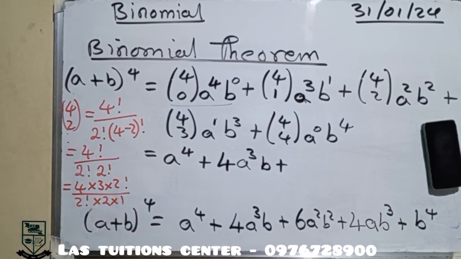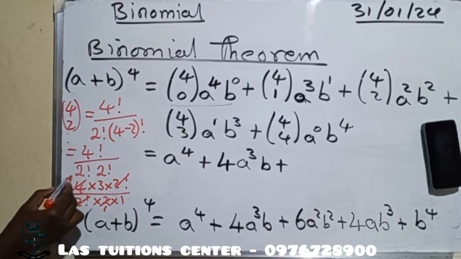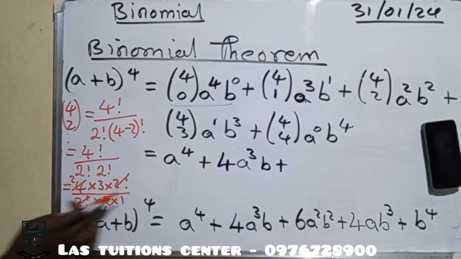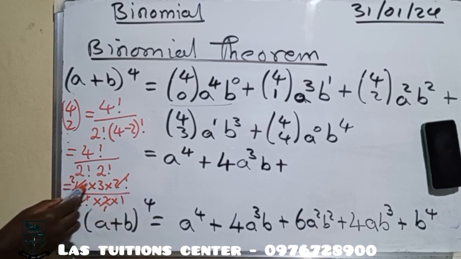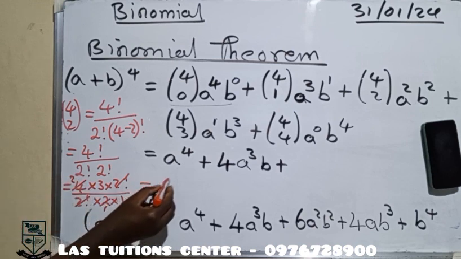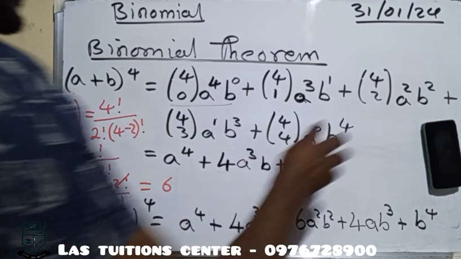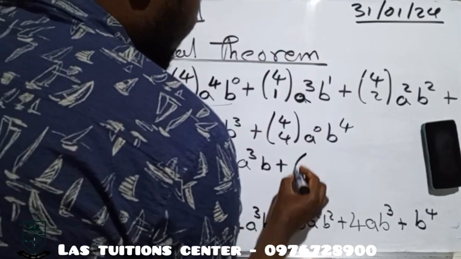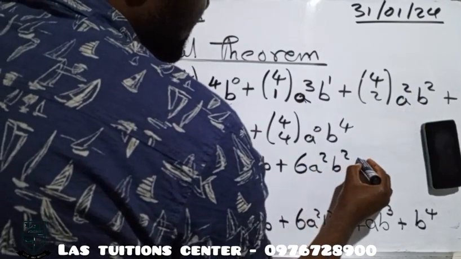Okay? So this 2 factorial and that 2 factorial are going to cancel out. 2 here, 1, 2 into 4, that's 2. So down here, there's nothing that has remained. We only have 1. So on top, we have this 2 times this 3, which is going to give us a 6. So we have the coefficient here as 6. So we have 6, then a squared, b squared, plus.